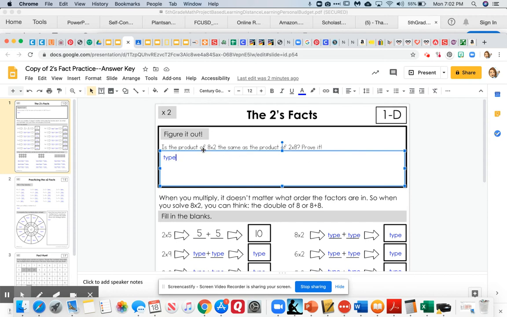So how do I prove that 8 times 2 is the same as 2 times 8? Because remember, multiplication order doesn't matter, right? So 8 times 2 is the same as 2 times 8, but how do I prove it? Well, 8 times 2, what does that mean? It means 8 plus 8. And 8 plus 8 is equal to 16.